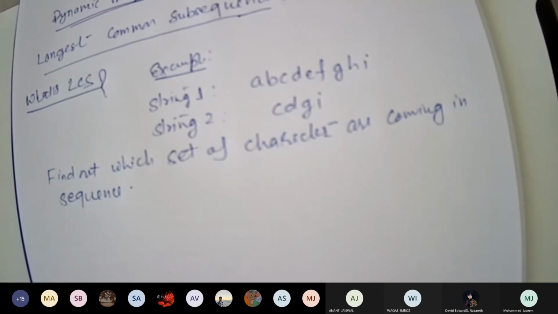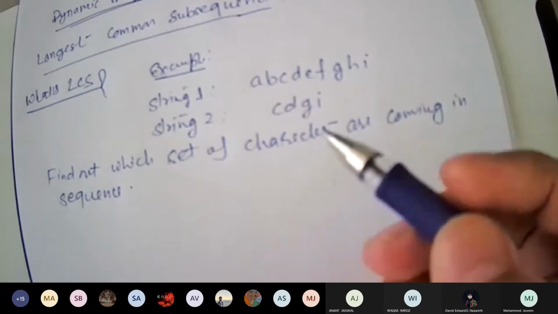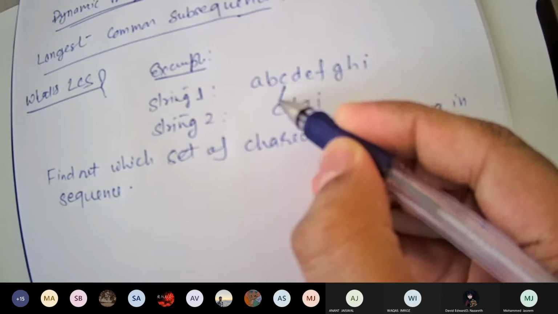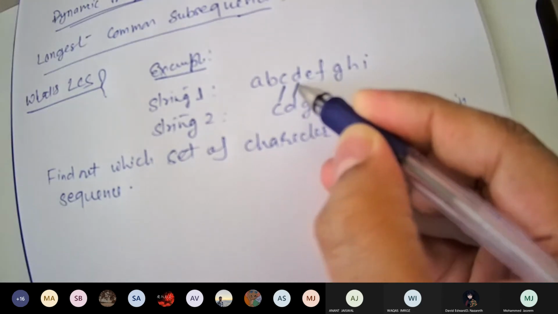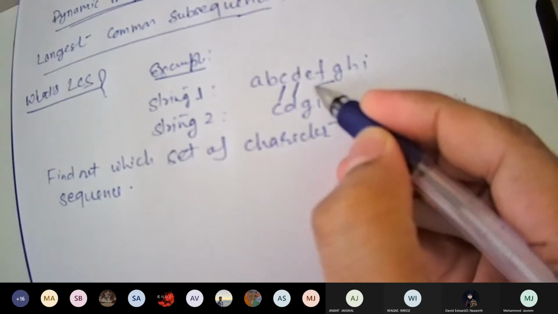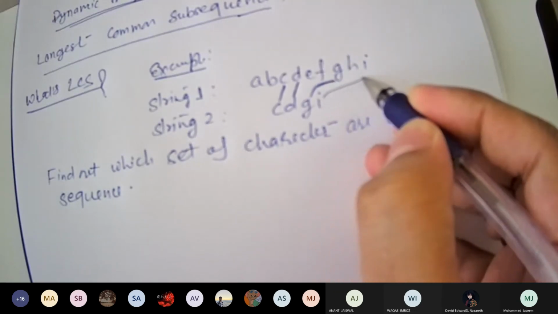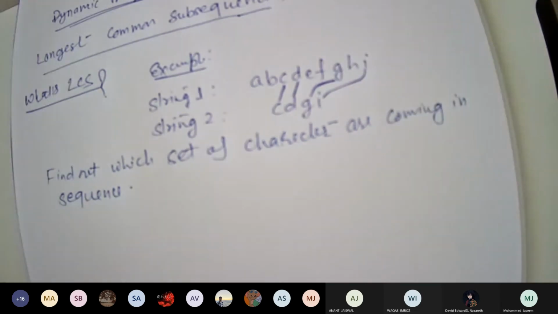So now, how will you find it? With this, one could be C. This C and C is mapping here. D and D is mapping here. G is mapping here. And I is mapping here. Now, what is the longest common subsequence?